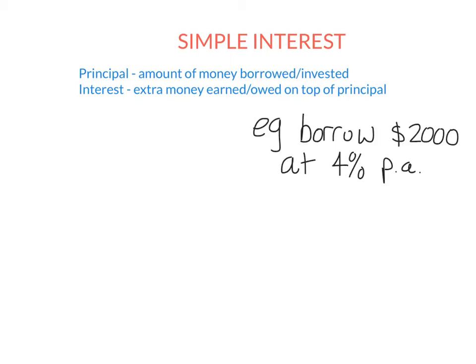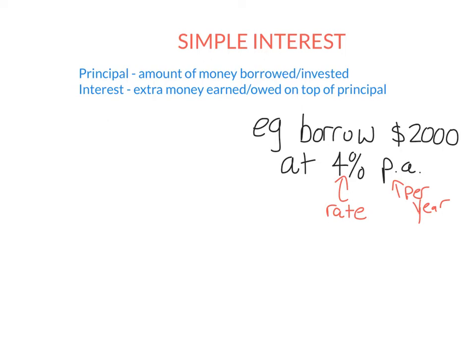So for example, let's say I borrow $2,000 at 4% per annum. This 4% is called the interest rate, and PA means per annum or per year. So what this is saying is if I borrow $2,000 from, say, a bank at 4% per year, every year I will have to pay back an extra 4% of $2,000.